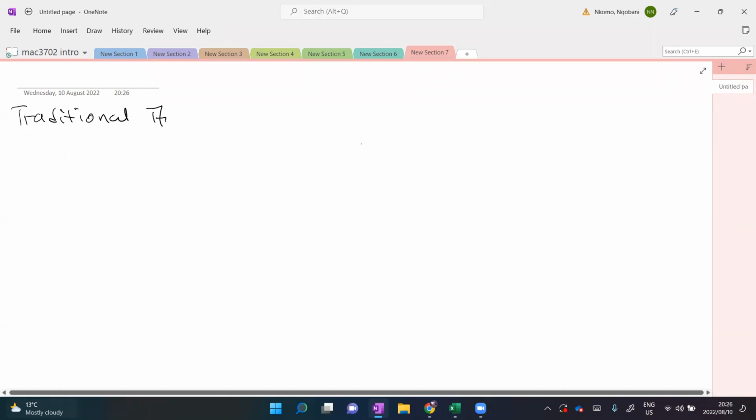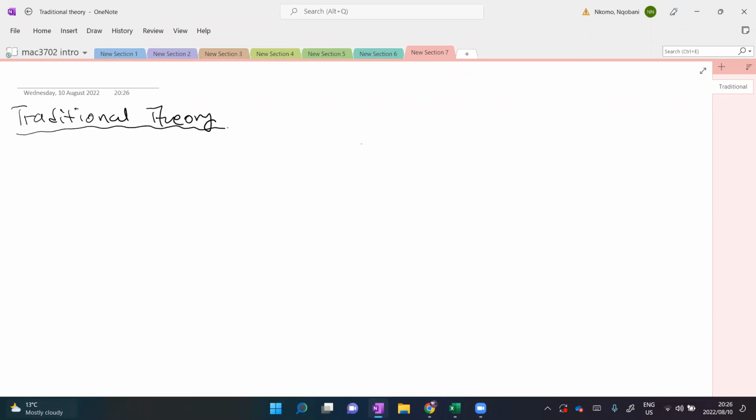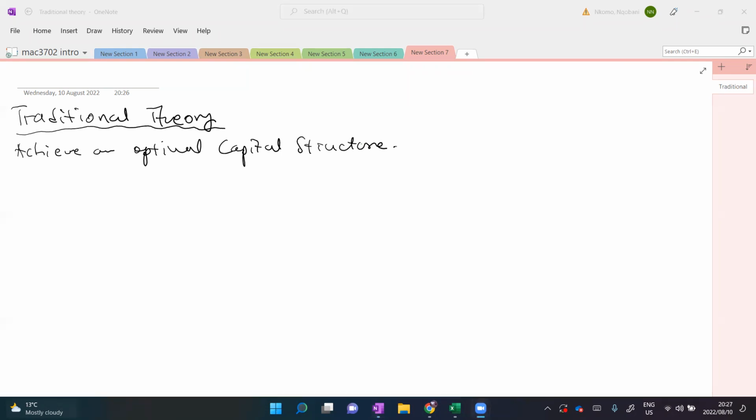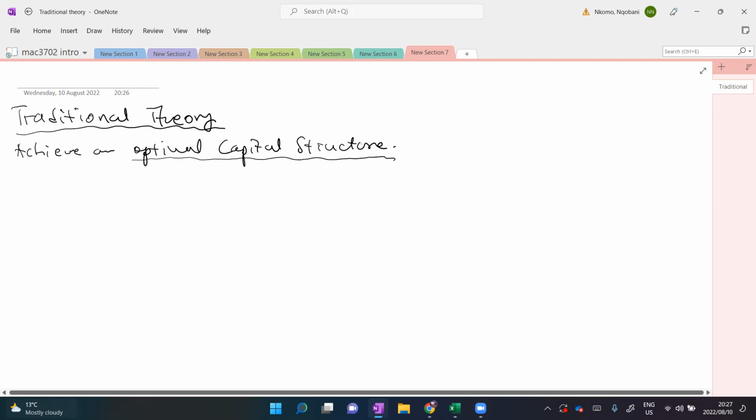Traditional theory. What does it say? Right. The traditional theory states that the entity can achieve an optimal capital structure. So they can achieve an optimal capital structure. So the question is, one can ask, what do we mean by an optimal capital structure? So that's the first explanation.